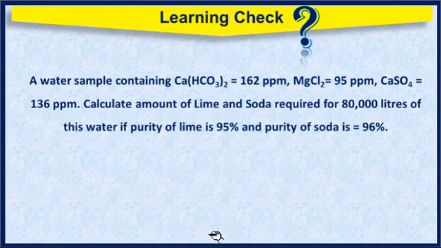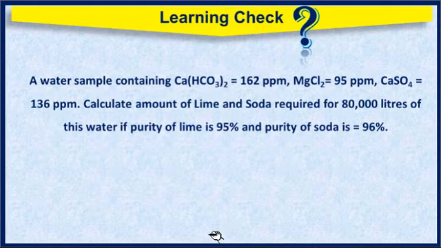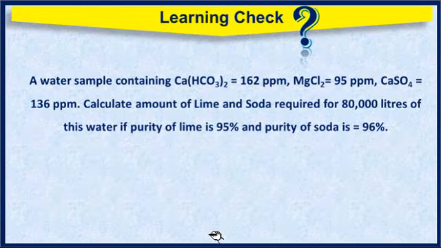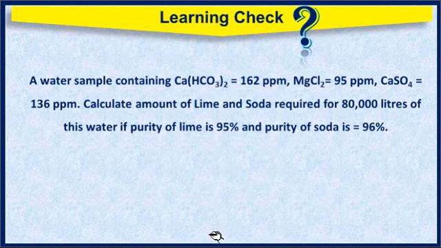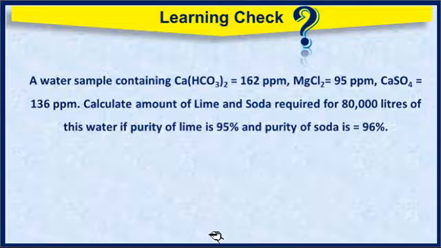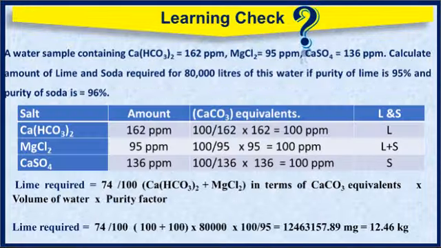So now it's time for the learning check. Please read the question displaying on your screen and try to solve it. A water sample containing calcium bicarbonate 162 ppm, magnesium chloride 95 ppm, calcium sulfate 136 ppm. Calculate amount of lime and soda required for 80,000 liters of this water if purity of lime is 95% and purity of soda is 96%.